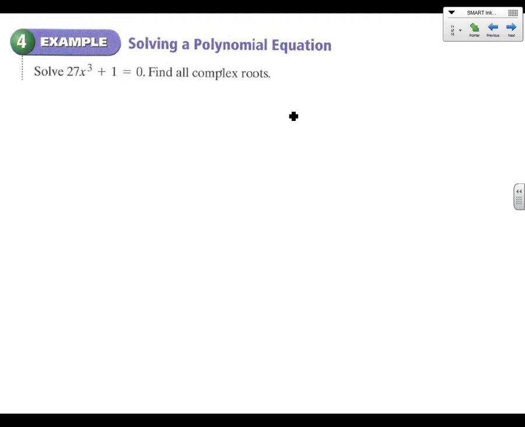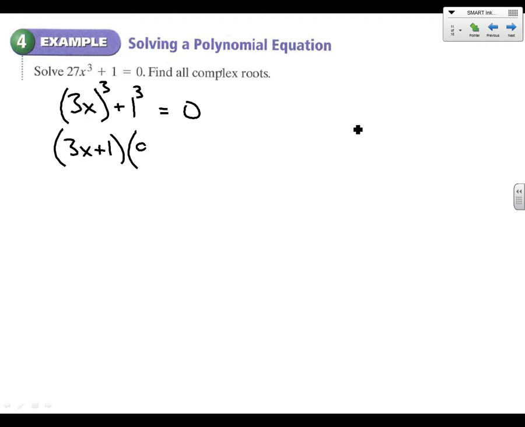All right, let's do it again. We've got a sum of cubes here. This is 3x cubed plus 1 cubed equals 0. So we'll use our formula, 3x plus 1, and then a squared is going to be 9x squared plus 3x times, oh, I'm sorry, it's not a plus, it's a minus right there. It's the opposite. Minus 3x times 1 is 3x, and then plus 1 squared is just 1.